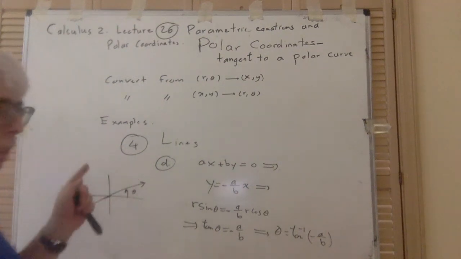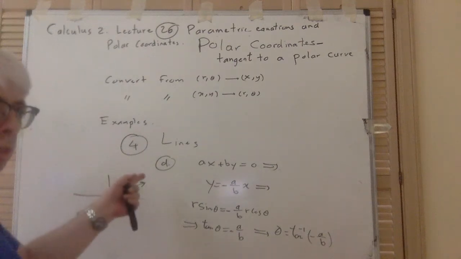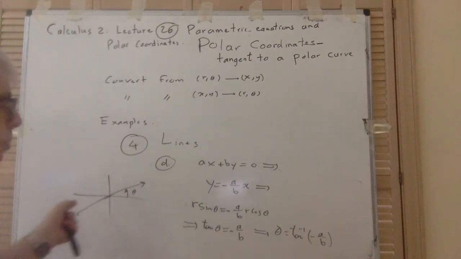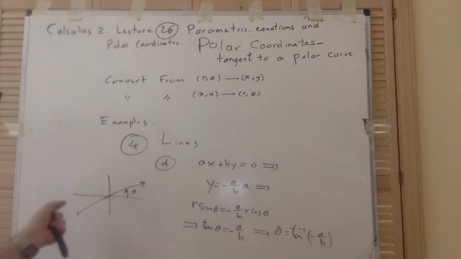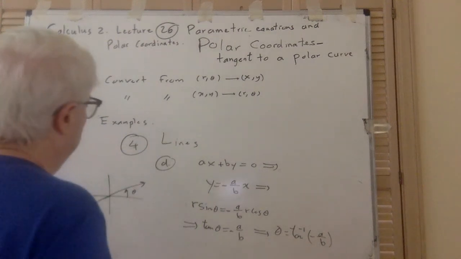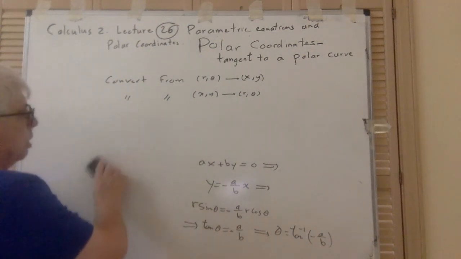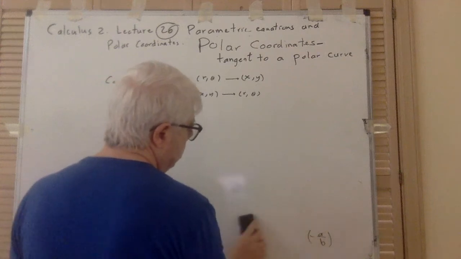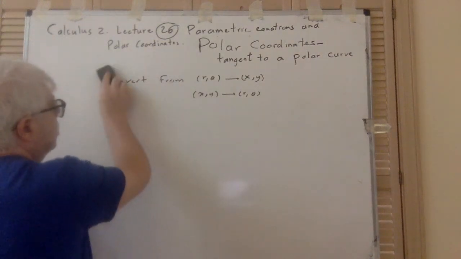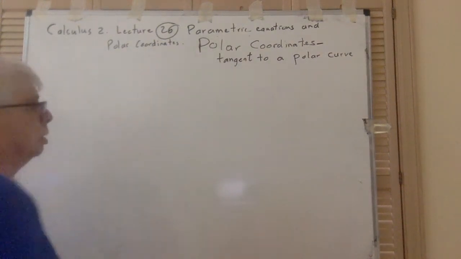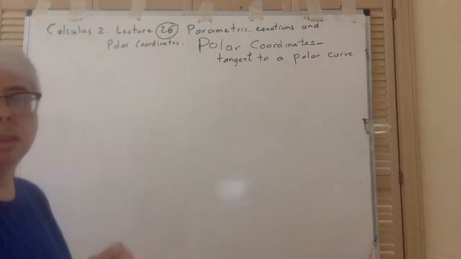So we started with this, and we said this is in fact the independent variable. Those are in fact equations for lines, and you can use them if you're asked to draw a line in polar form.